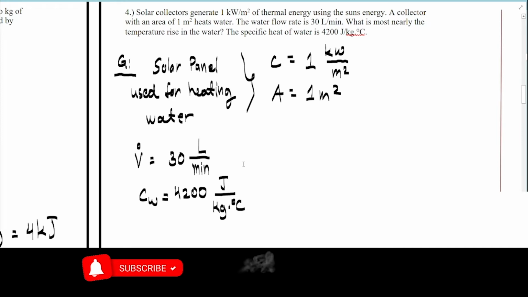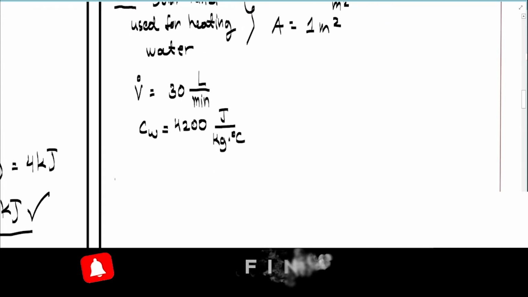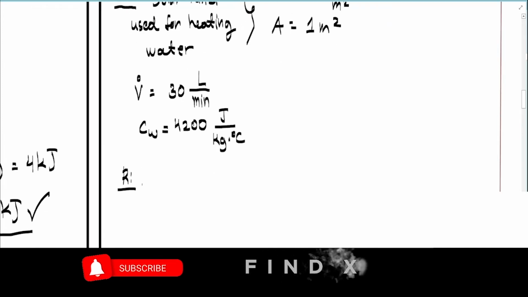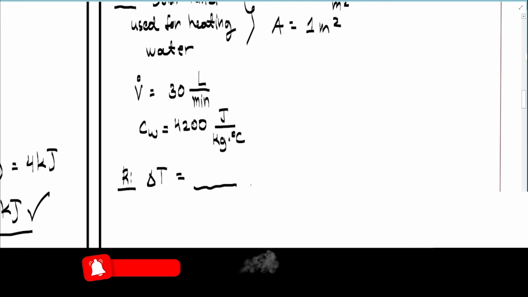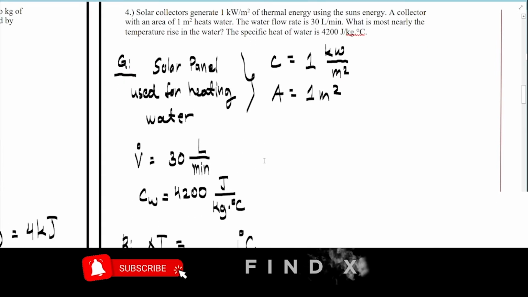Now what should we do next? We are required to find delta T, right? So maybe this should be in Celsius also, because we have the given specific heat of water in Celsius. So, next.